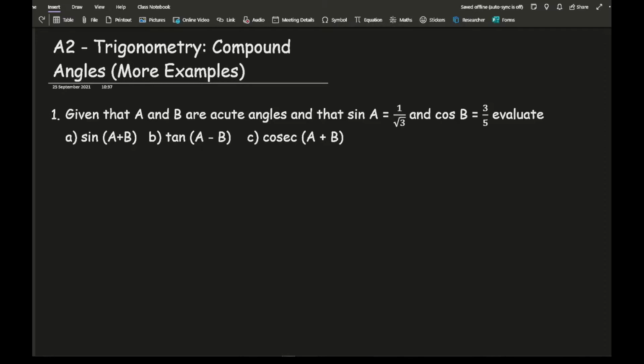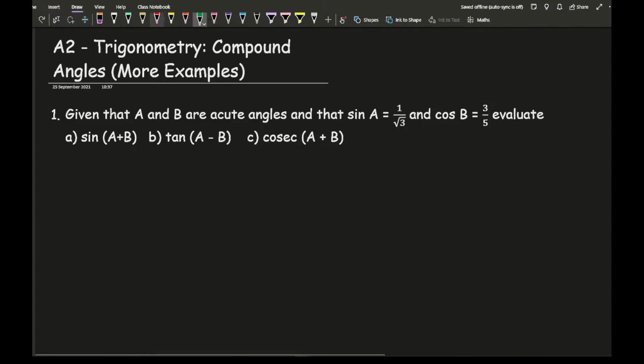So question 1 says that given that A and B are acute angles and that sine A equals 1 over root 3 and cos B equals 3 over 5, evaluate A, which is sine (A plus B), B, tan (A minus B), and C, which is cosec (A plus B). So let's have a look at this first question now. In terms of sine (A plus B).